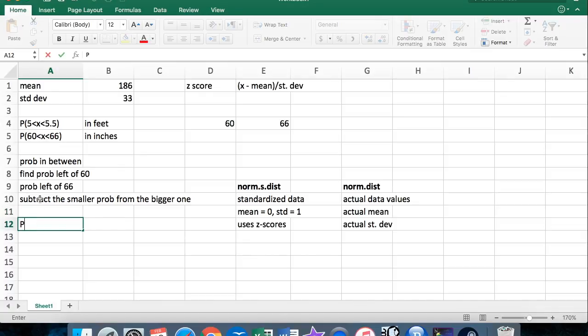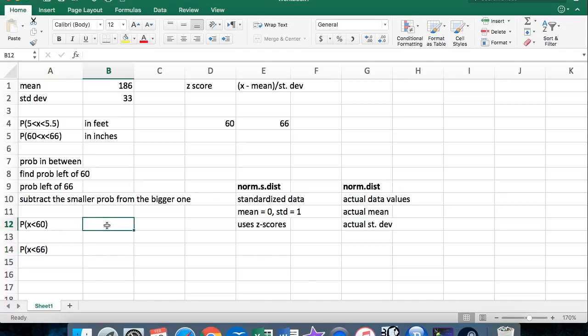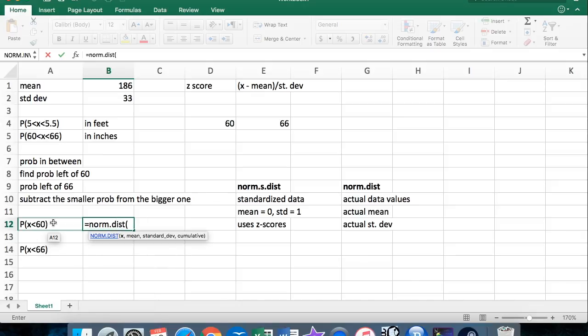Let's find the probability that x is less than 60 first. Then we'll find the probability x is less than 66. Here, 60 is an actual data value, so it's not a z-score. Z-scores would be much, much smaller. So we're using actual data values, so we're going to use norm.dist, not norm.s.dist. Remember, we only do that when our mean is 0 and standard deviation is 1, but here, we have to use the means and standard deviations that they give us.